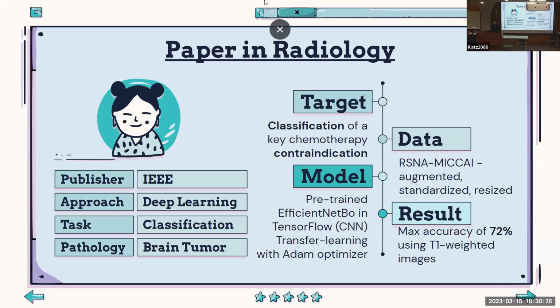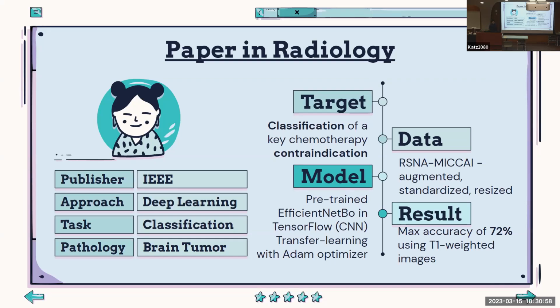Okay, so the first one is a paper in radiology that we got from the IEEE. They took a deep learning approach for a classification task, and the pathology that they're targeting is a brain tumor. So what was their target? What was the issue they're trying to solve? The issue is the classification of a key chemotherapy contraindication. Like I mentioned before, there are certain tumors that react very well to certain types of chemo and others don't. So they were trying to see if they could classify, based on images, which type of tumor this was, so it could inform treatment going forward.